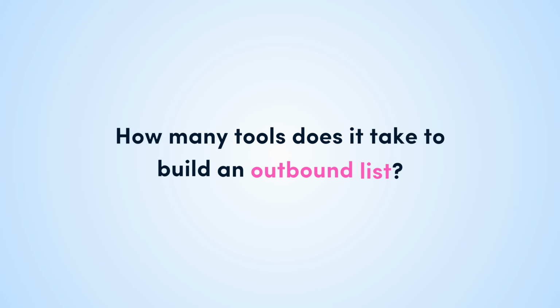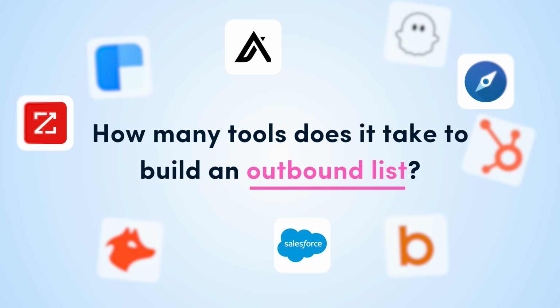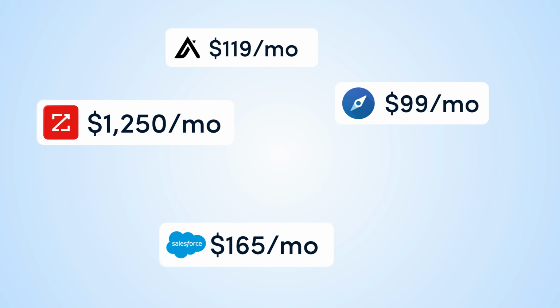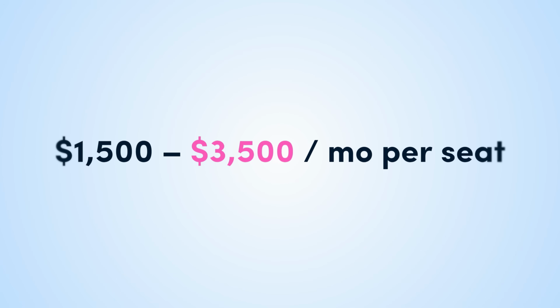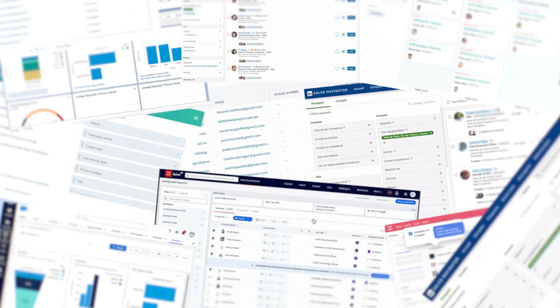When you build an outbound list, how many tools does it take? 3? 5? More? Most teams use 4 to 6 tools, spending $1,500 to $3,500 per month per seat, dealing with messy workflows, constant tab switching, and data that goes stale before you can act on it.